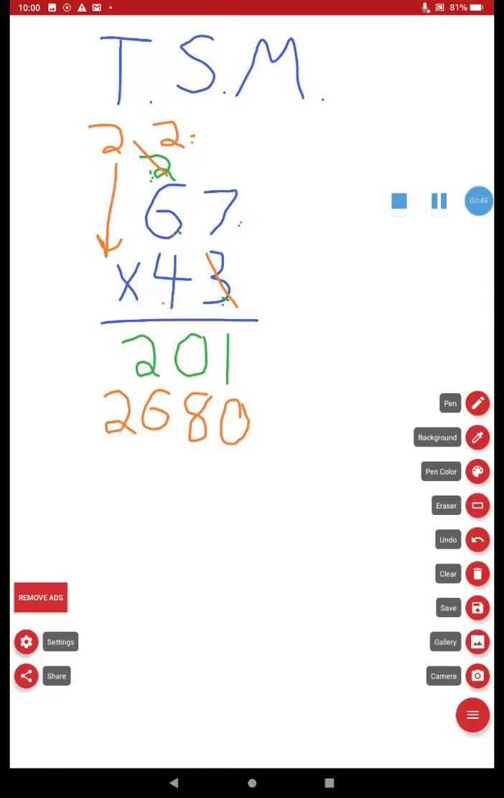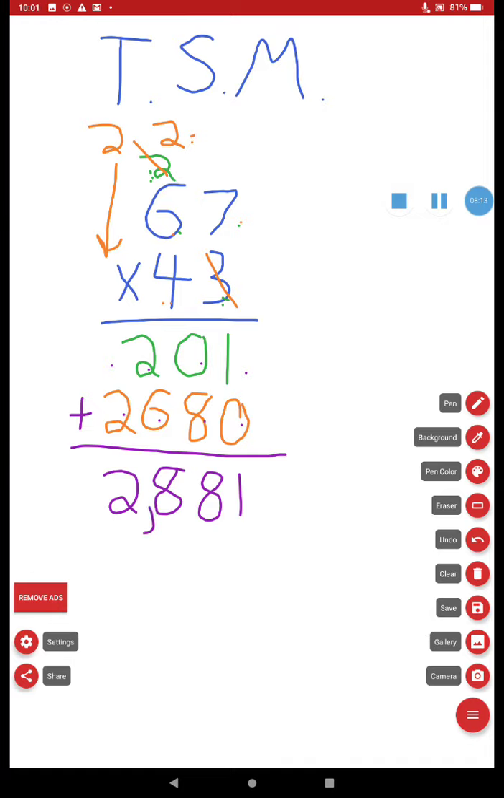Now what I do, I have two numbers, 220 and 2,680, add them together. 0 plus 0 is 0. 0 plus 8 is 8. 2 plus 6 is 8. Nothing plus 2 is 2. So for my answer, I get 2,881. That is the same answer we got using the place value sections.